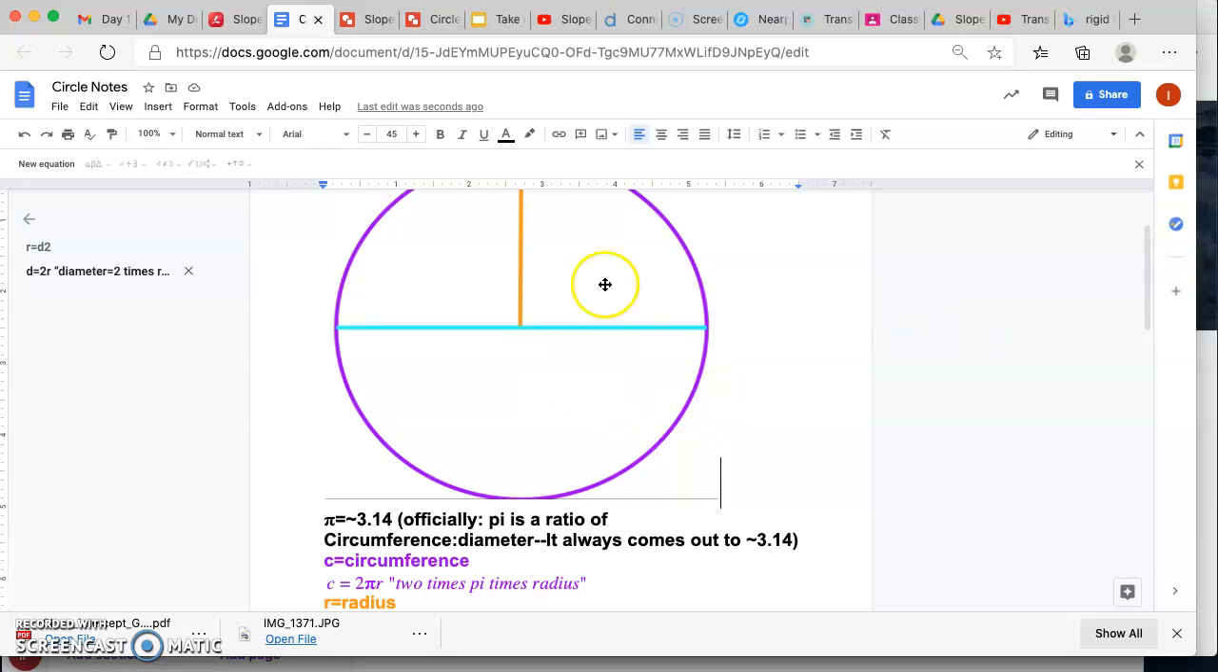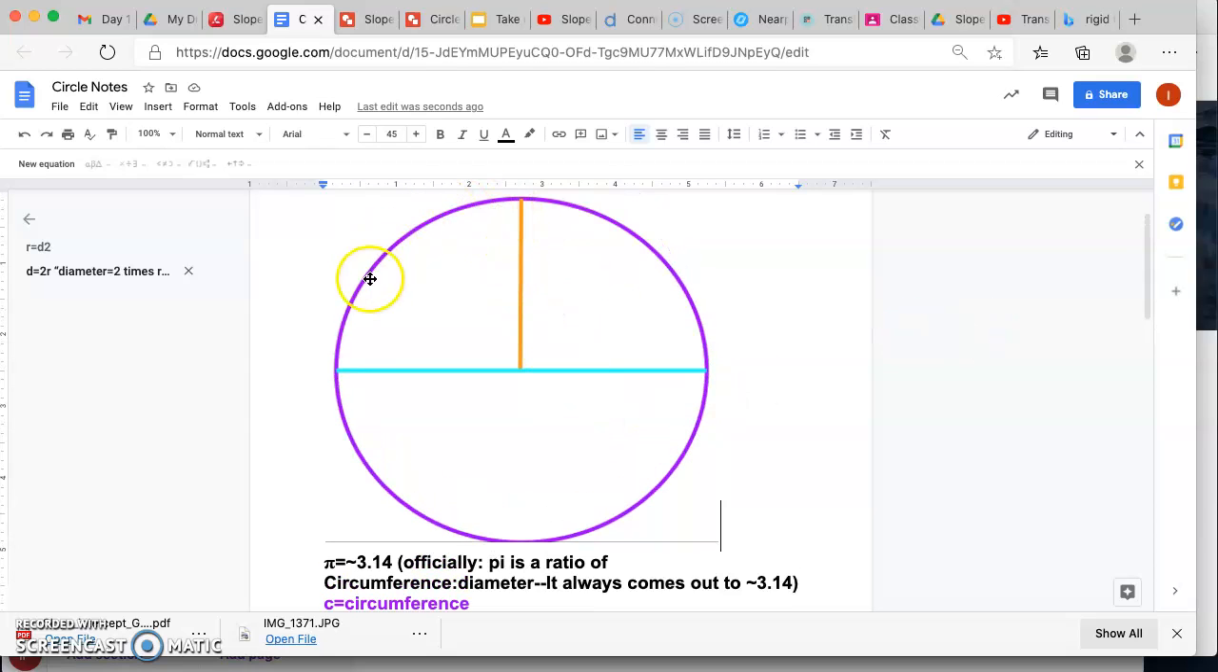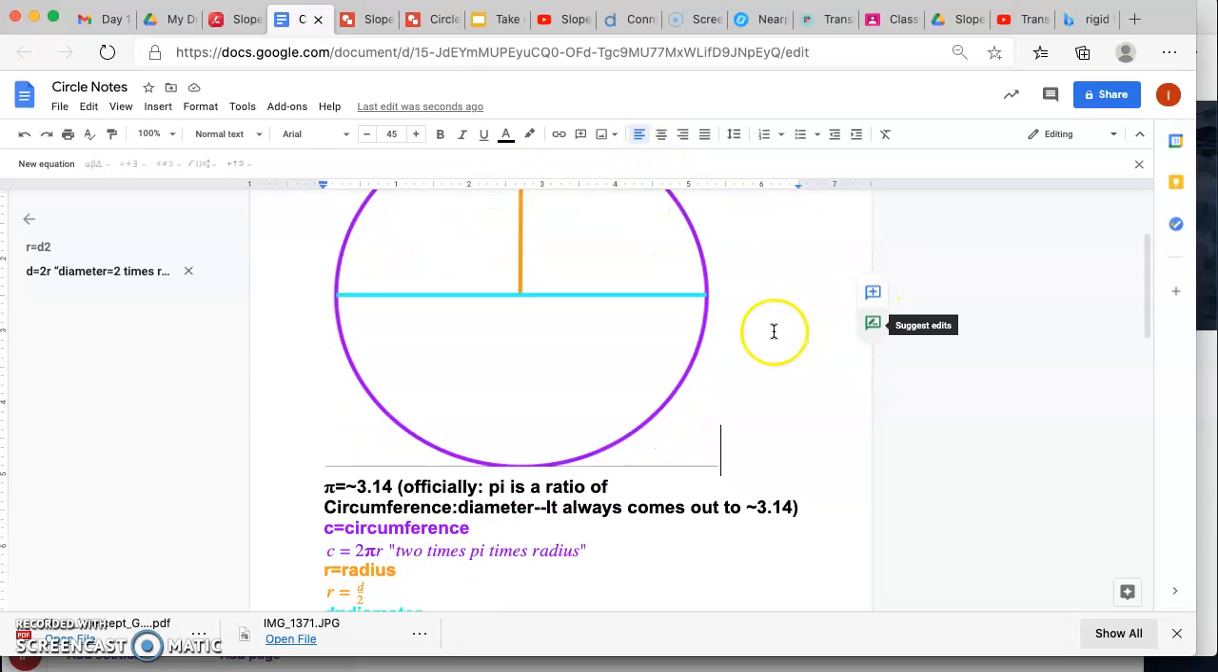Now, the way we can calculate circumference, the distance all the way around the circle, is we say circumference equals 2 times pi times r. Make sure you're getting these formulae in your math notebook too.